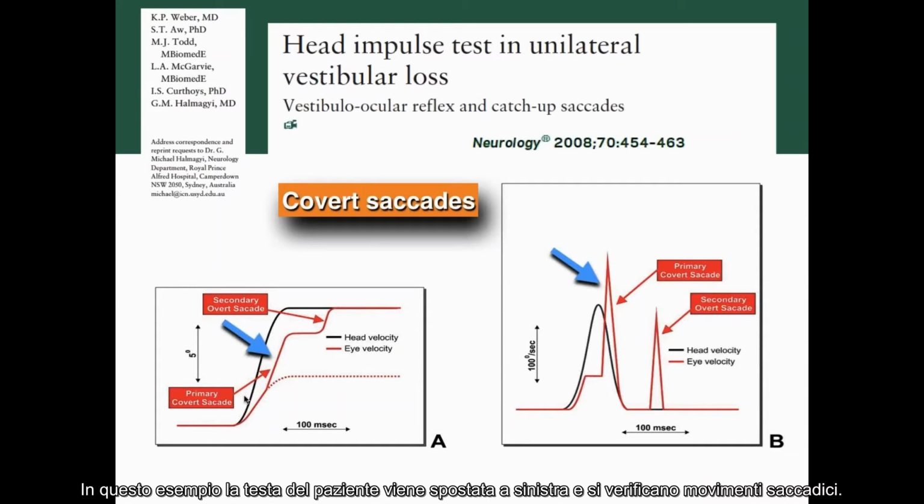So, in this example here, you are moving the head of this patient to the left side, and you see, oops, a saccade here. So, this is an overt saccade. This is a saccade that our eyes can see.